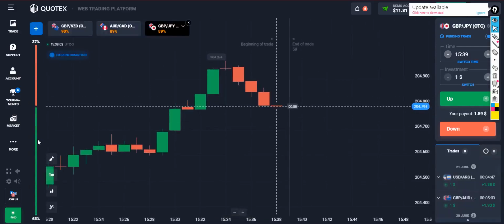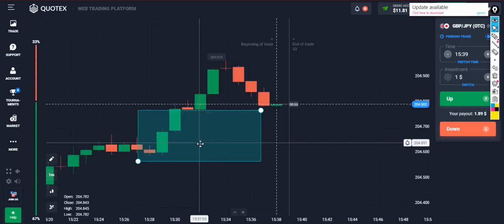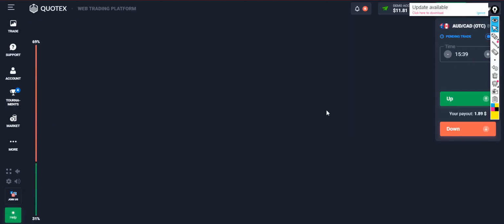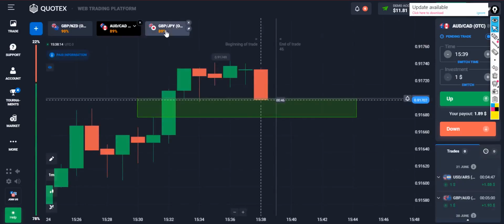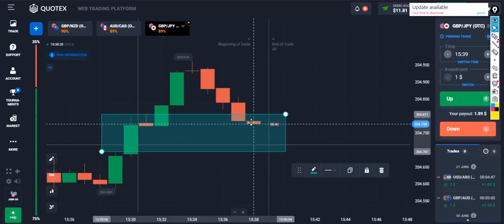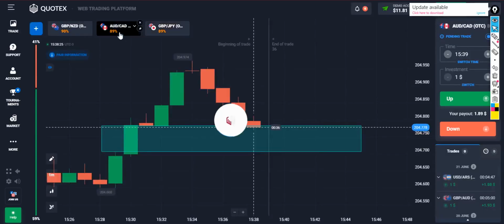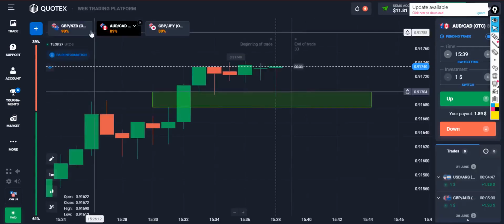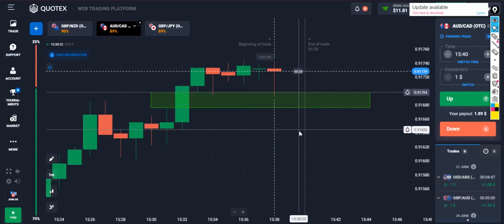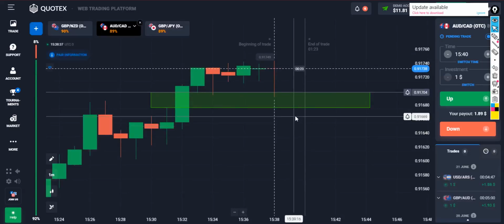Okay, so here is a fair value gap again. Rectangle. Okay, AUD CAD has entered the area. So let's see if it can. Before that, let's quickly add this rectangle in this fair value gap area. We'll come back to it later. Let's see if we can. I'm not going to take this trade.